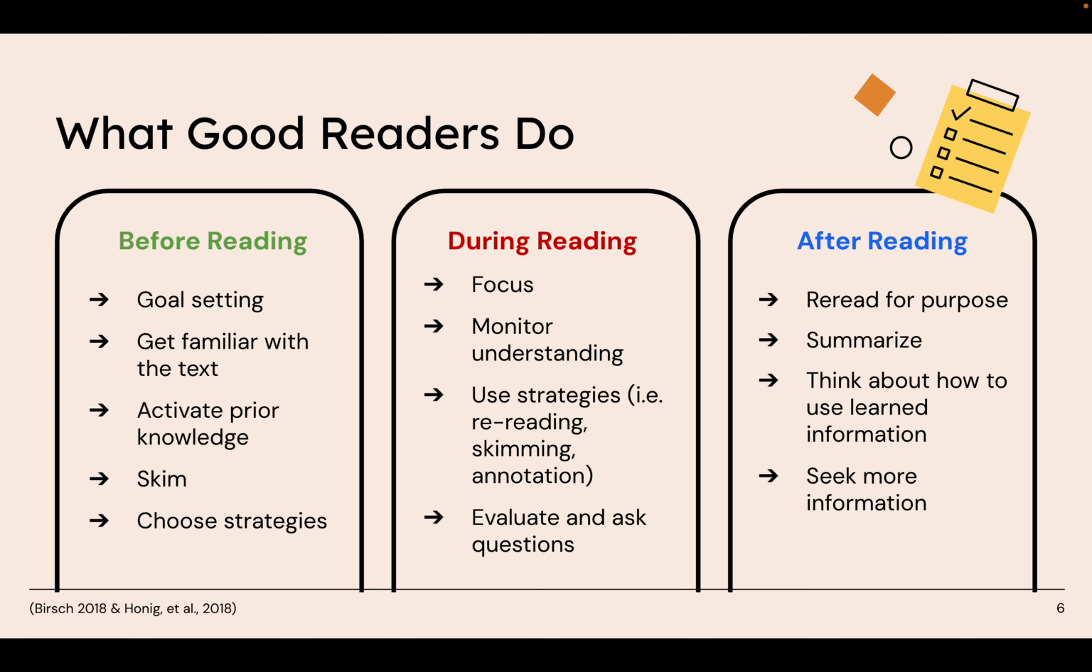We're going to get familiar with the text, take a look at the headings and the structure of the text. Start activating that prior knowledge depending on what the topic is or what type of text we're interacting with, whether it be literary or informational. We might skim also to get familiar or to activate that prior knowledge. And we're going to start choosing some strategies that make the most sense based on our reading task.